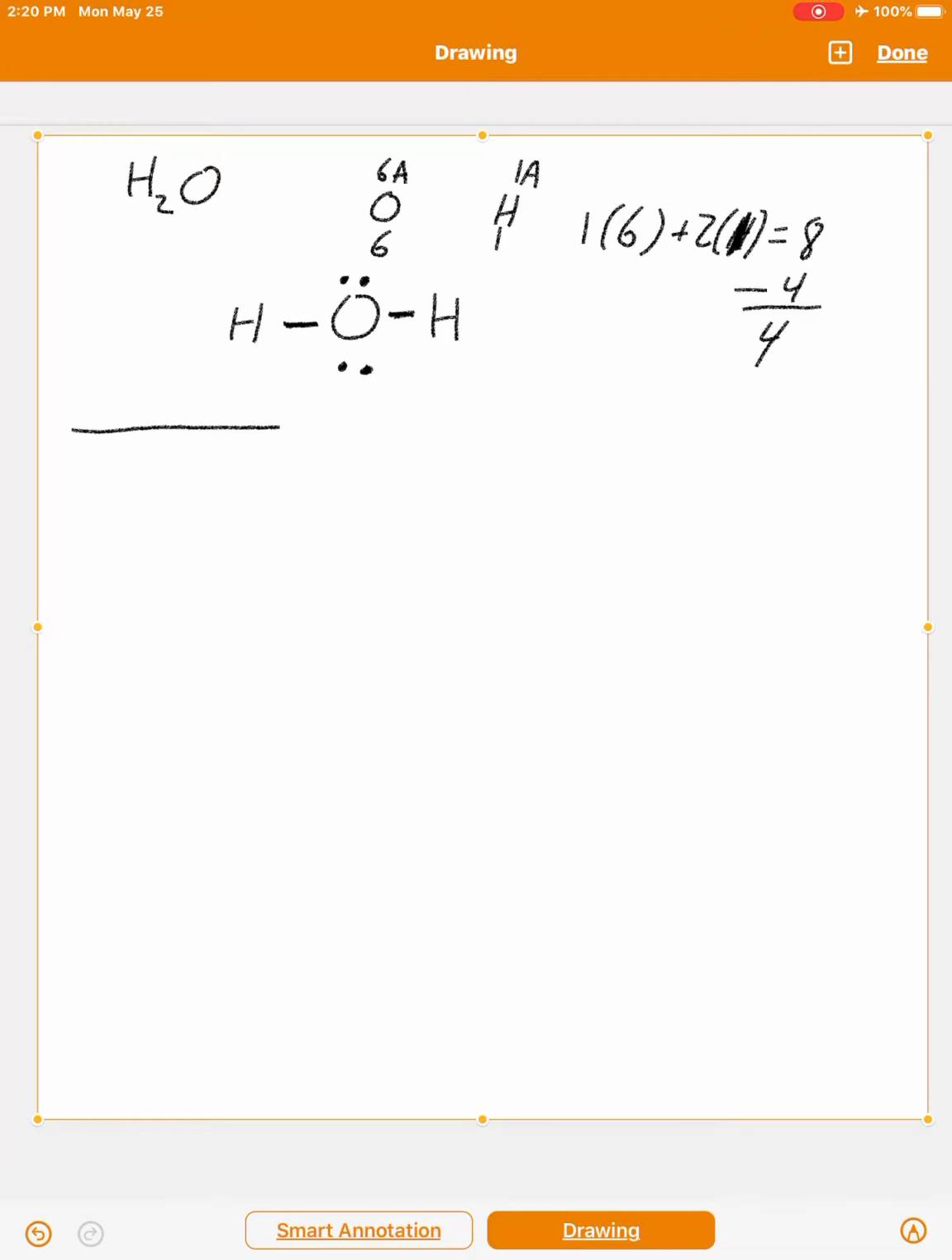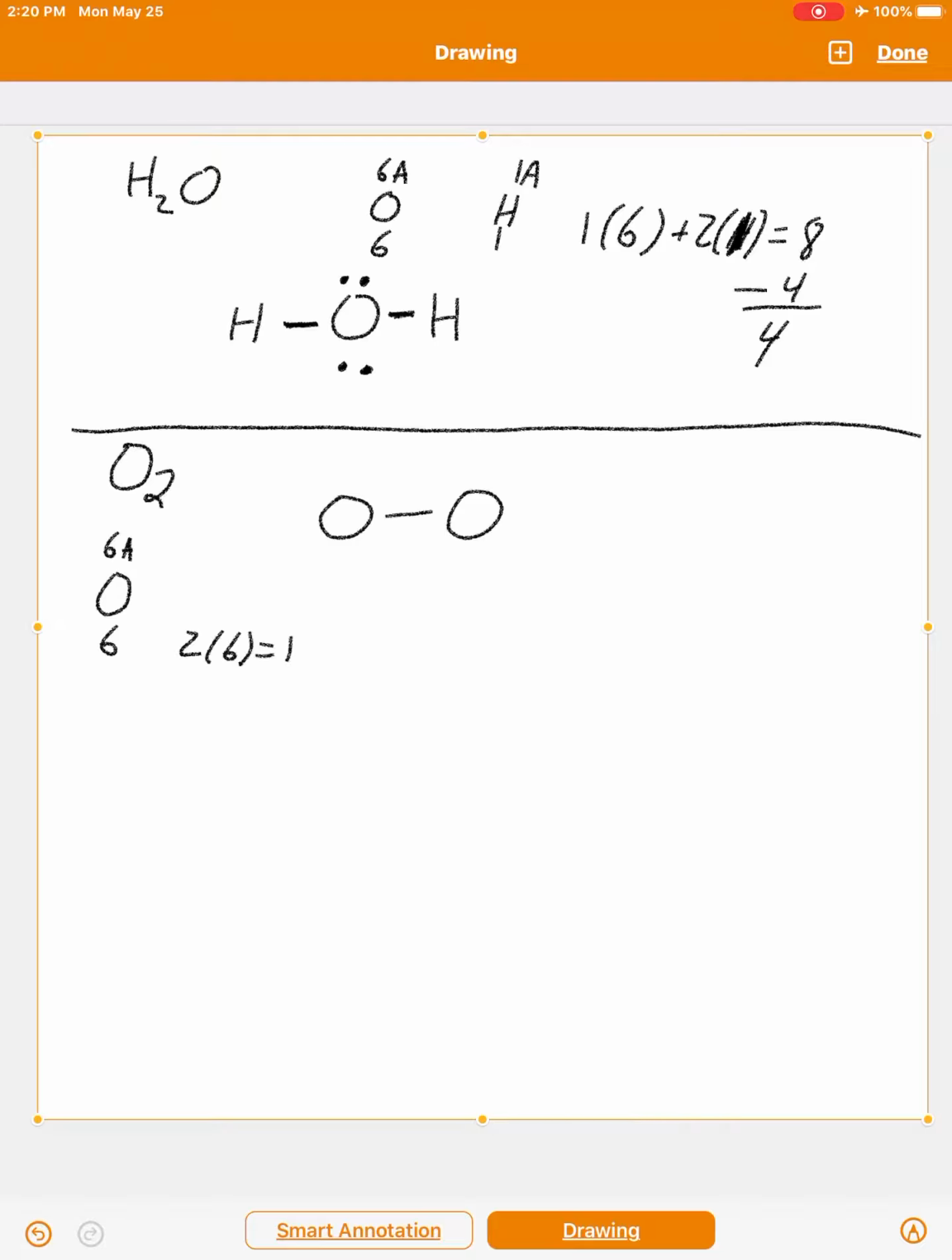Let's try the next one, which is oxygen. In this case, there's only 2 atoms, so we don't have to worry about which one is the central atom. So now we count up valence electrons. Oxygen is in column 6A, so that means it has 6 valence electrons. There are 2 of them, so that's 12 valence electrons. We've used 2. That gets us down to 10. Now we have a choice. How do we do this? We could put 5 of the electrons on each oxygen, or 6 on one and 4 on the other.